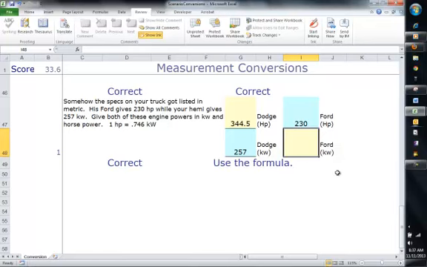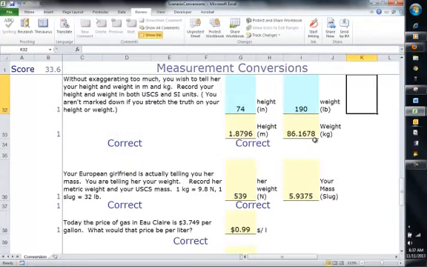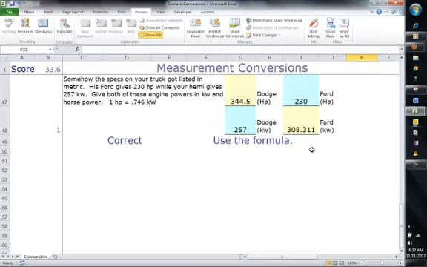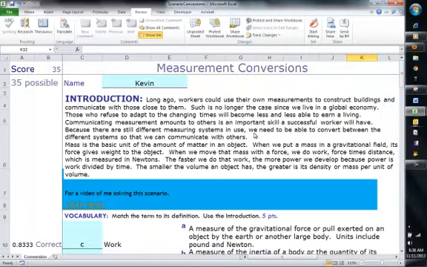Let's see how many kilowatts yours would be. So equals the 230 divided by 0.746 gives you, what does it say, 300. Oh, I'm sorry. I did that wrong. It's 230 horsepower. So 230 times 0.746 gives you 171.58 kilowatts. I believe your score is now correct, so you can turn her in.